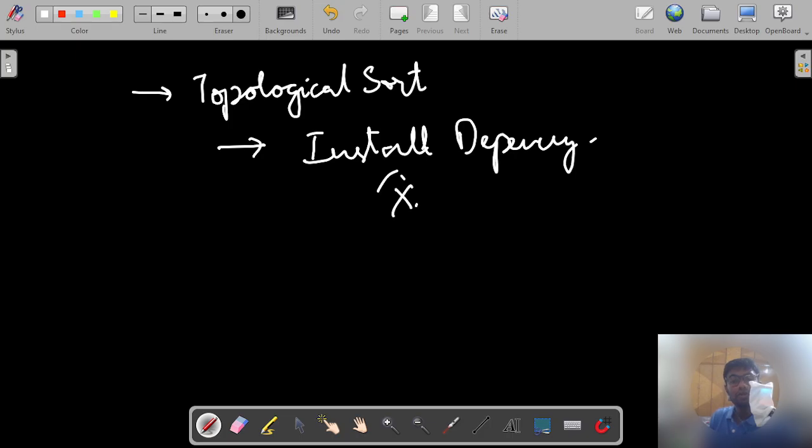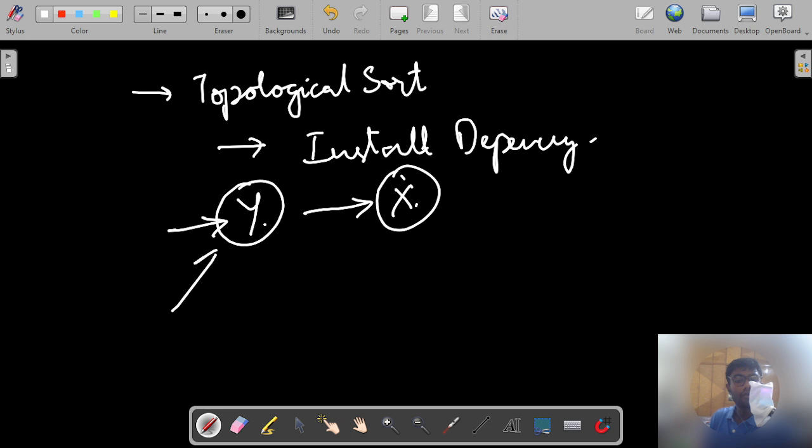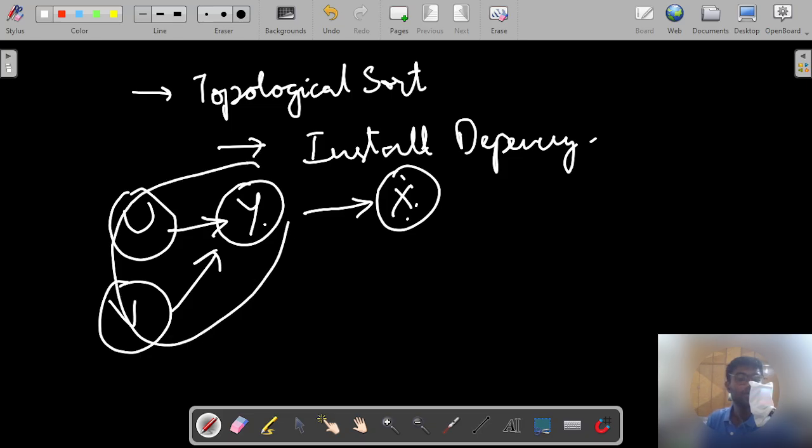Let's say we want to install a dependency X. It might also require us to install a dependency Y, and in order for Y to be installed, we also need to have U and V as two other dependencies which have to be installed. In other words, if we want to install the dependency X, all of these three have to be installed. Or if we want to install the dependency Y, then this has to be installed, right? So that's the whole sense of topological sort, right?